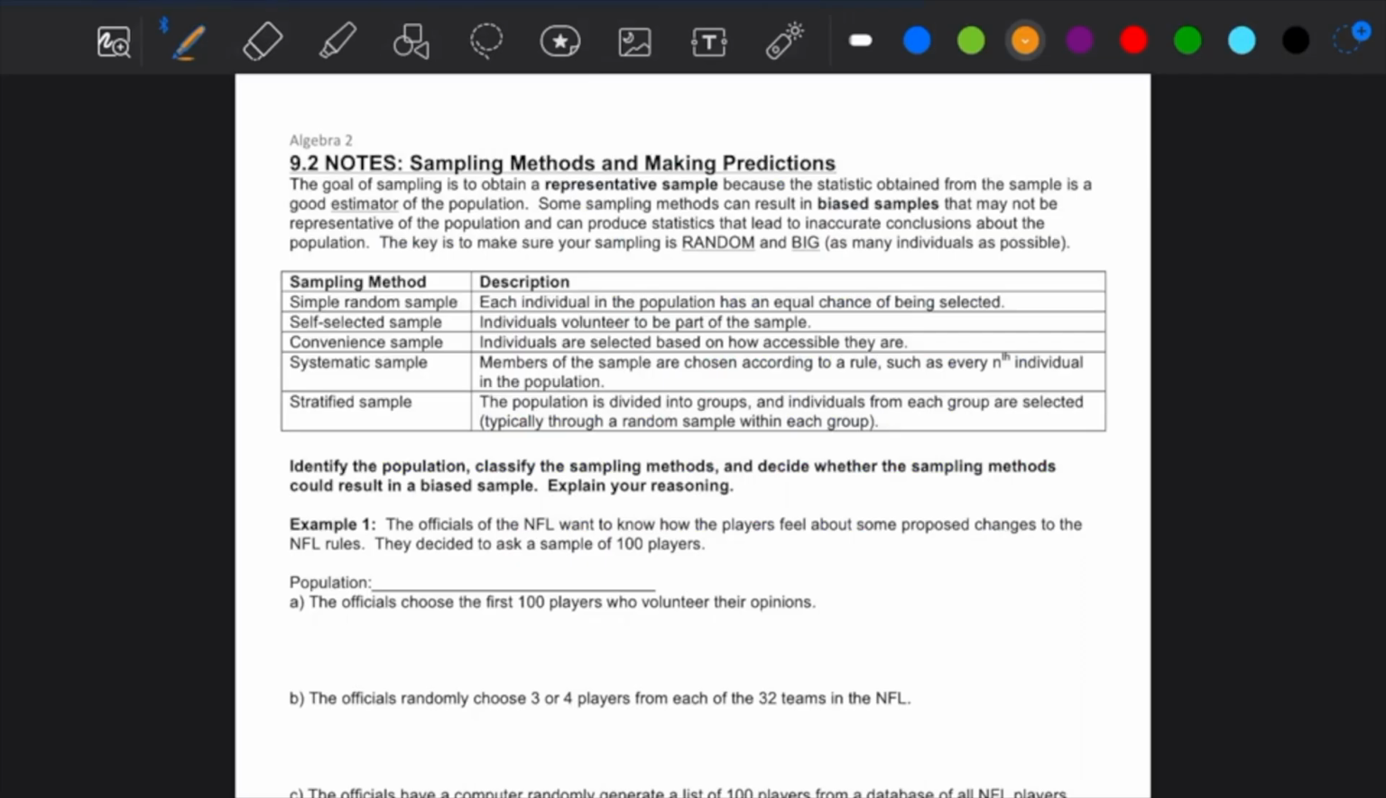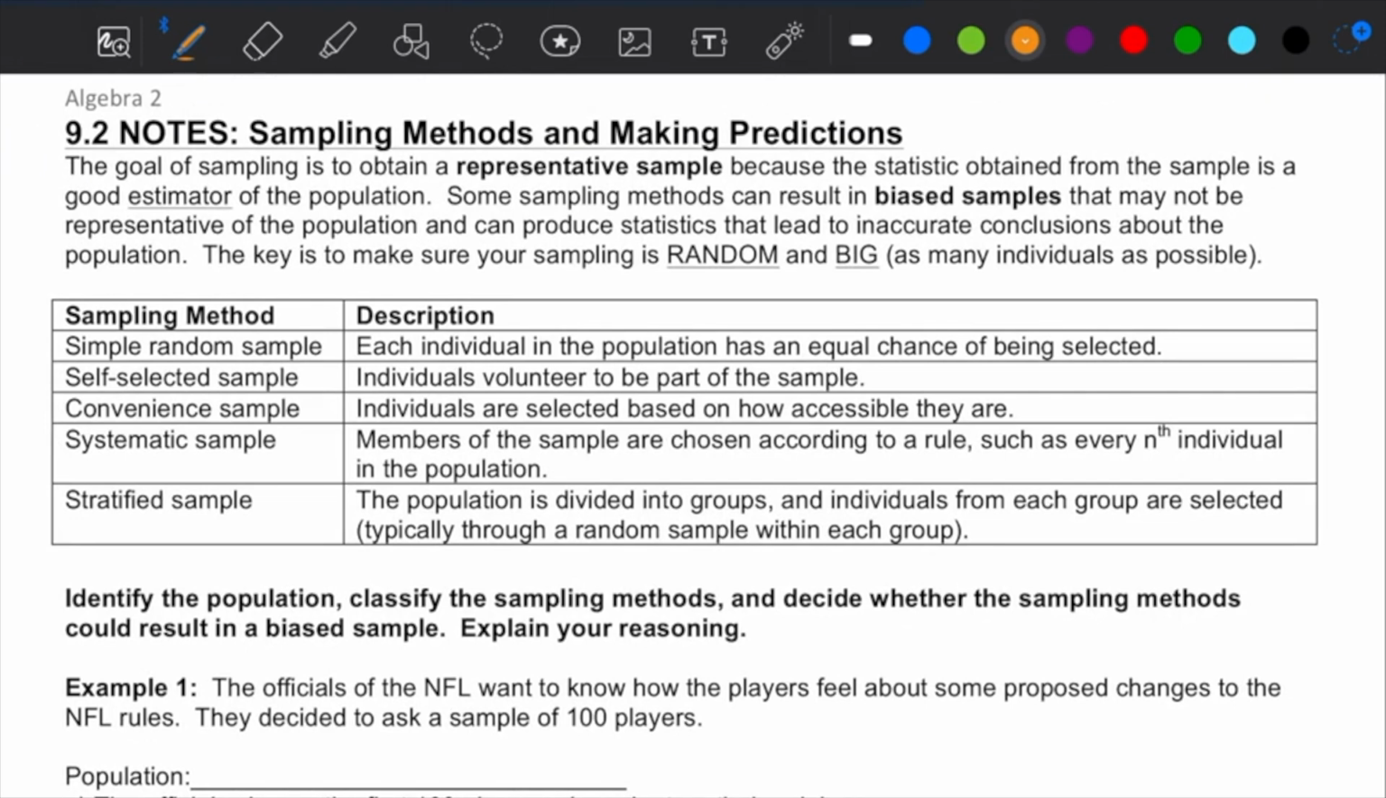Welcome everybody to Algebra 2, Section 9.2, Sampling Methods and Making Predictions. So, the goal of sampling is to obtain a representative sample, because the statistic obtained from the sample is a good estimator of the population. So essentially you're saying, hey, what's going on with a few of the people, and then expanding that out, saying, okay, what does this look like going on with everyone then?